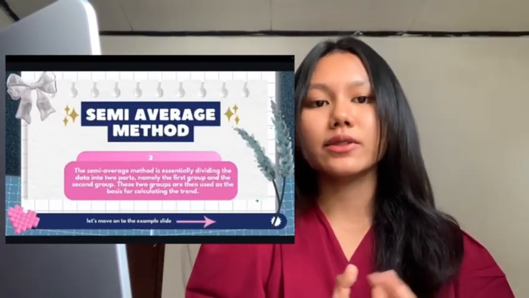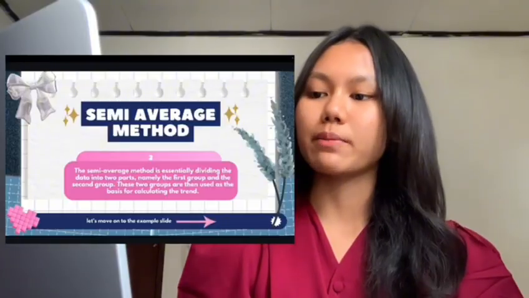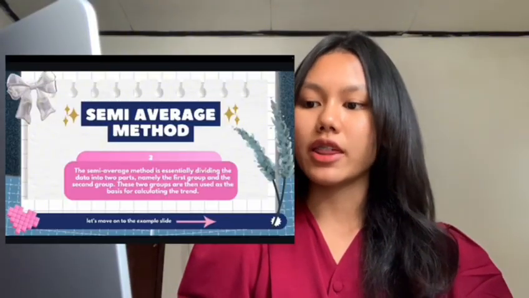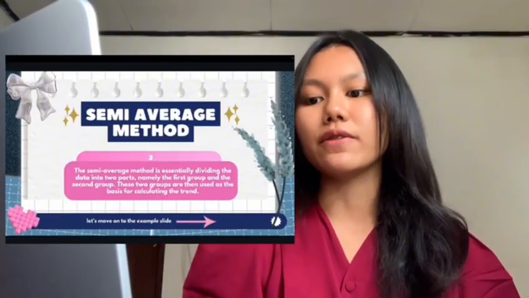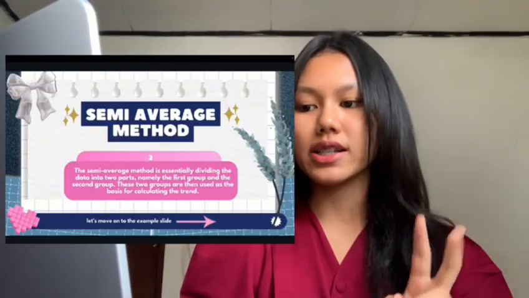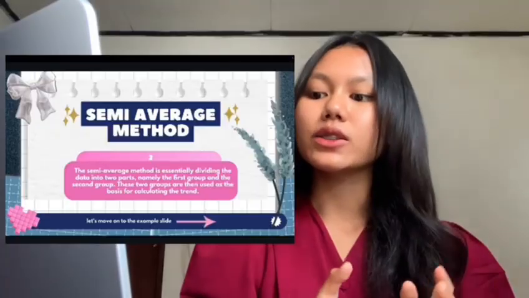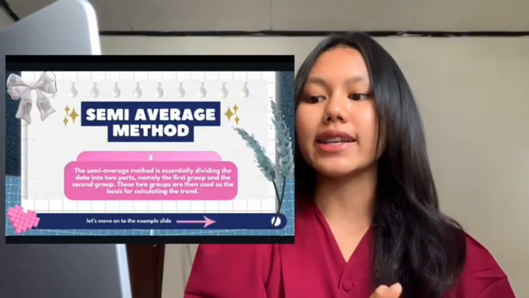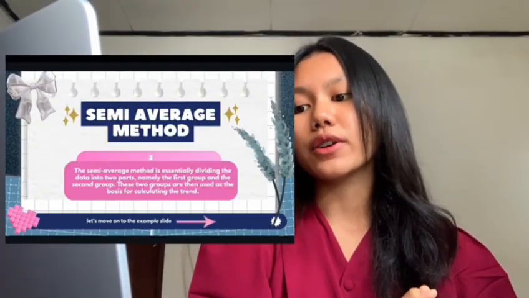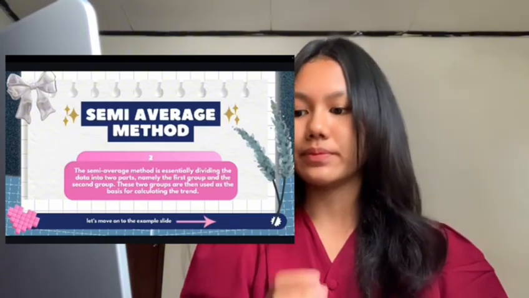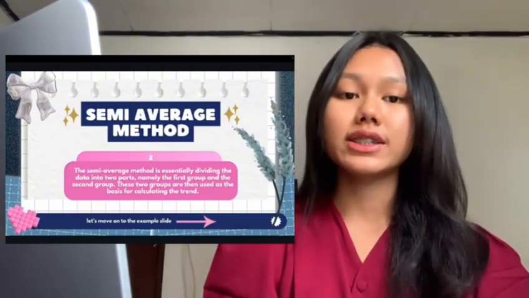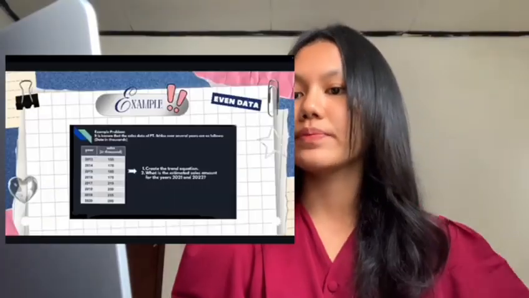Okay, next we move on to the semi-average method. The semi-average method is essentially dividing the data into two parts, namely the first group and the second group. These two groups are then used as the basis for calculating the trend. Okay, we move on to the example slide.